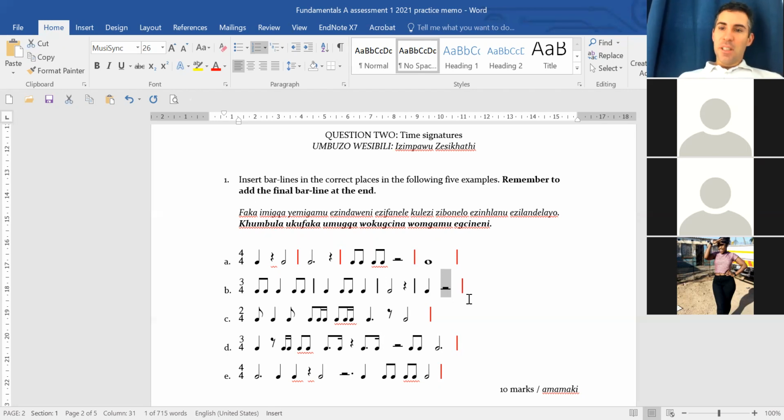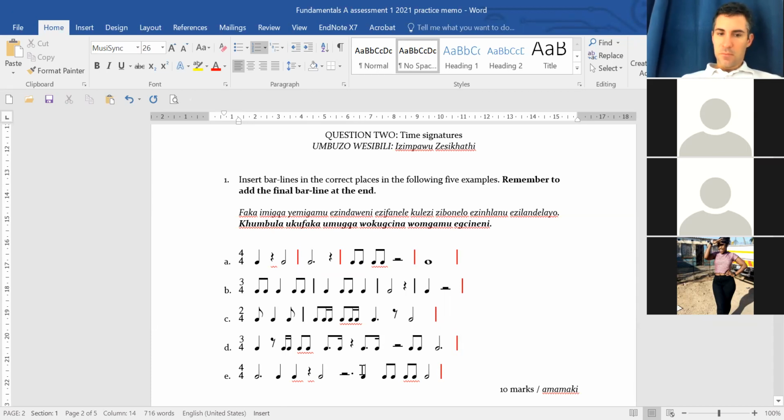Okay. Good. Now, Tamia, can you do number C for us, please? Okay, so C is two crotchet beats in a bar. Correct. The first bar line would go after the second quaver of the crotchet. Tell us why. Because the crotchet, which is half, plus one, and half again equals two. Right, so our first bar line is done.